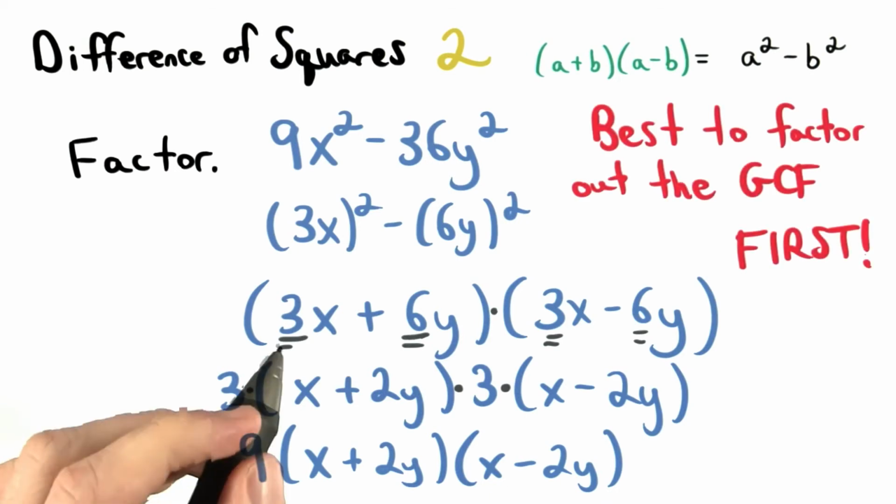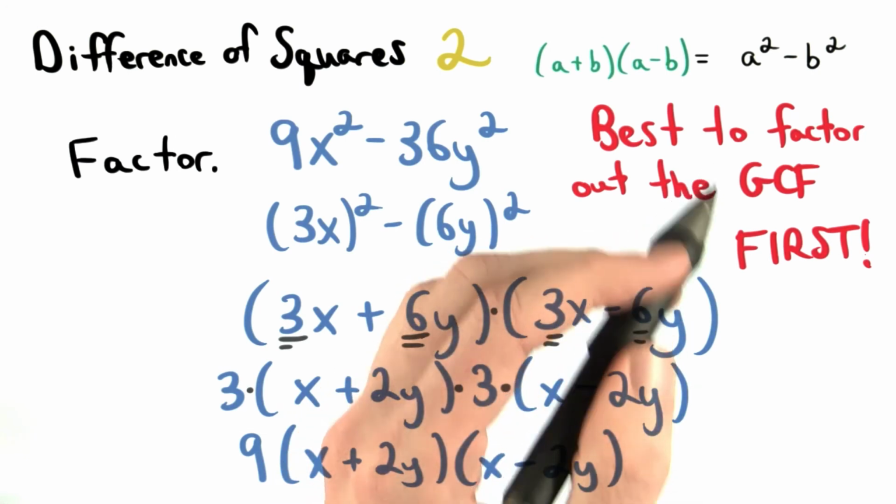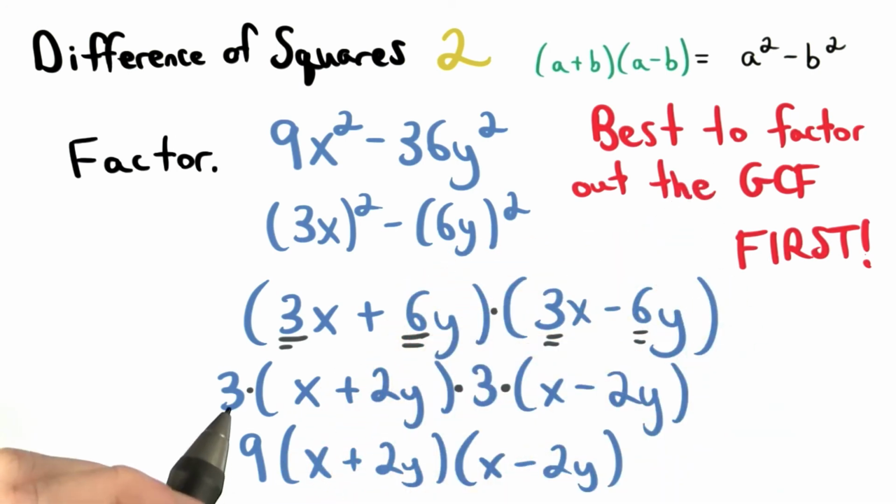If you want to avoid removing common factors between pairs of terms, then it's best to factor out the GCF first. If we do that, then we won't need to do this in the end.